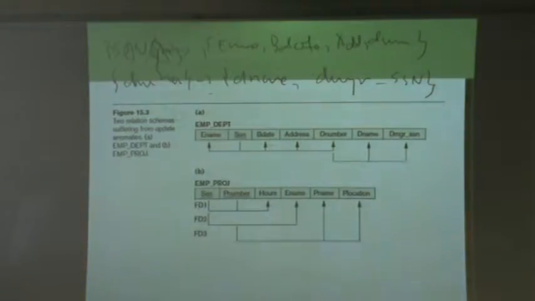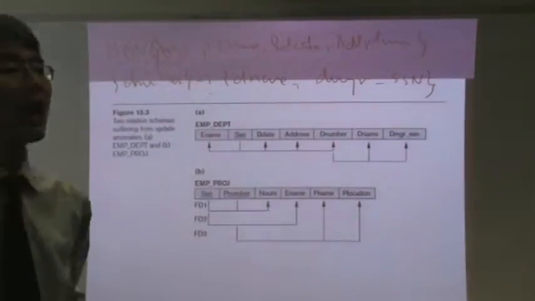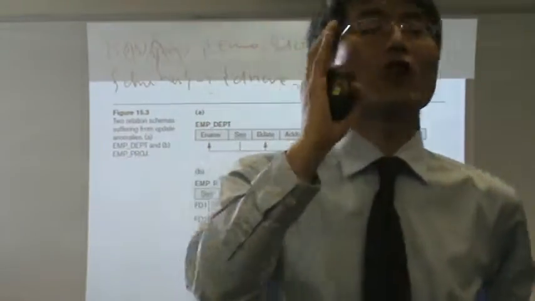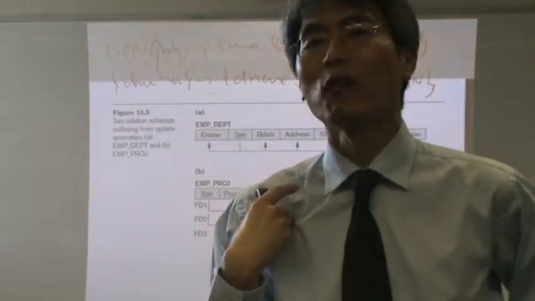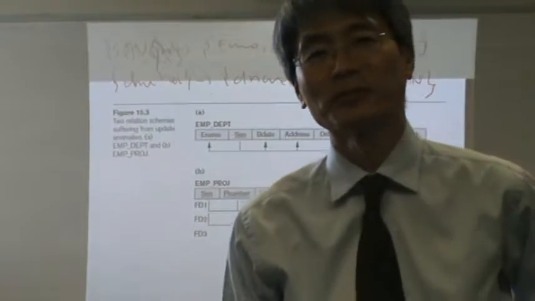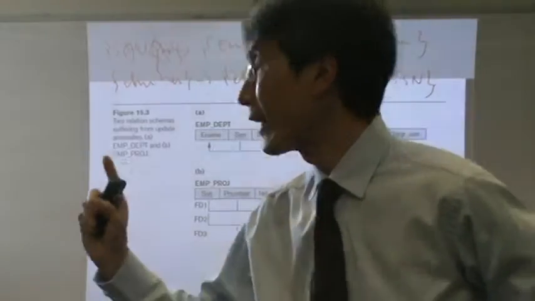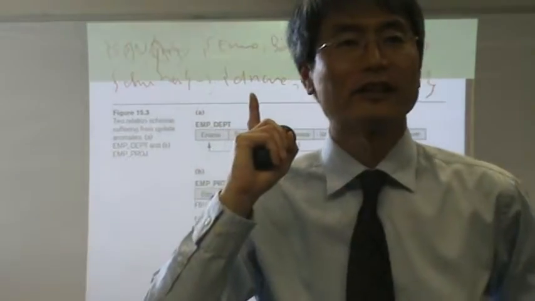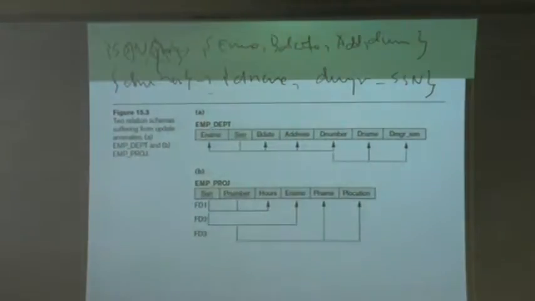Then let's change my question. How many minimal functional dependencies do we need for good database design? Per table? One. One. Then that makes sense. One means one minimal functional dependency. So our goal is to find minimal functional dependency.